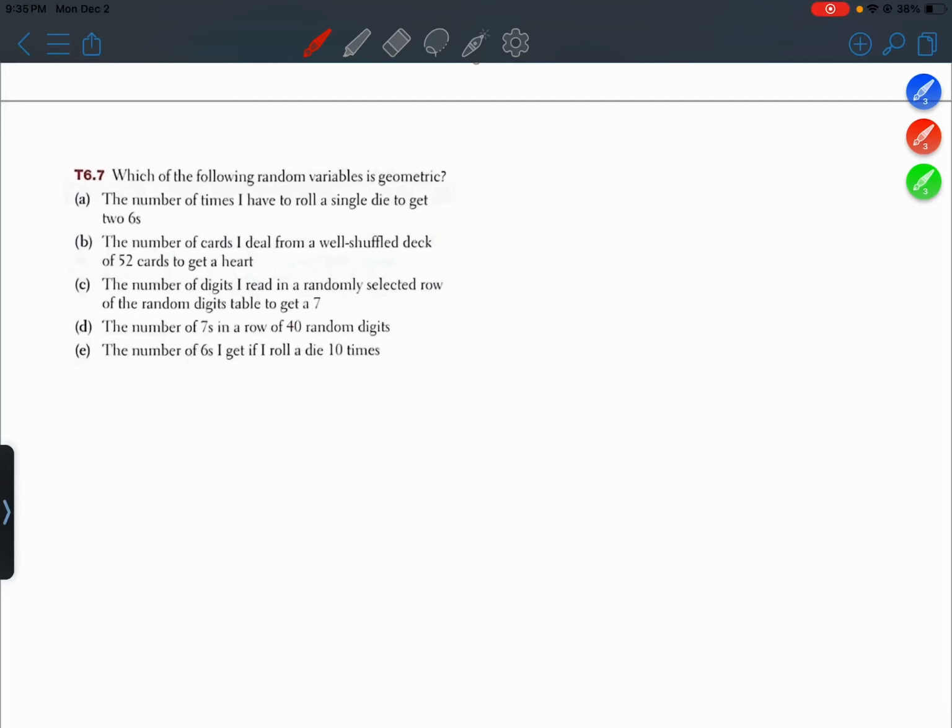Question 6.7. Which of the following random variables is geometric? All right, so to identify something geometric, it helps to use the acronym BITS. The B stands for binary outcomes. Can we classify the outcome as a success or a failure?